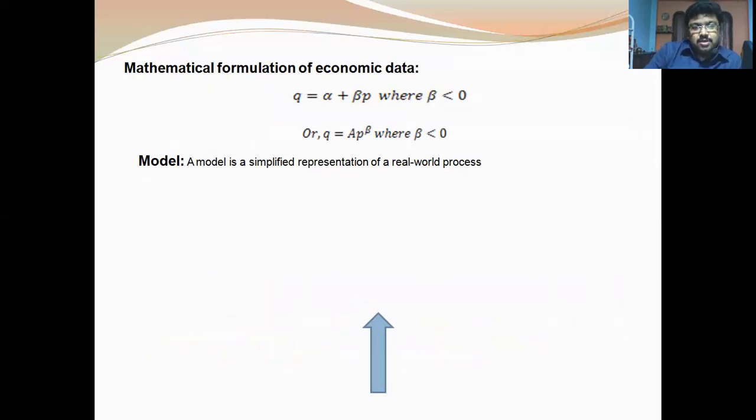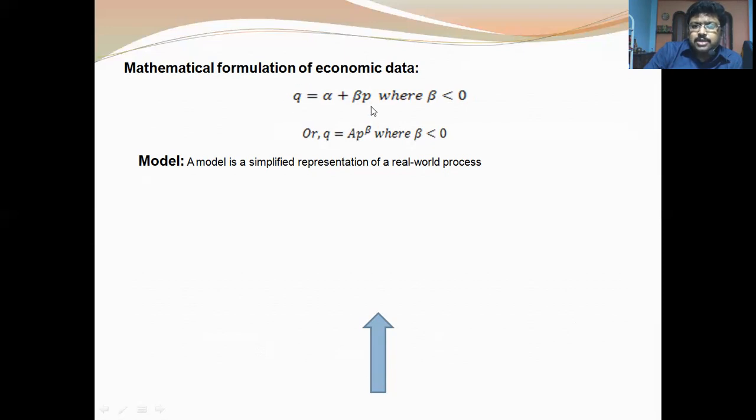Now, the mathematical formulation of economic data. At first, you should have a mathematical formulation of economic data, and then we proceed to econometrics. Suppose the demand law. What is the demand law? It is the relationship between the quantity demanded and the price of the product, and there is an inverse relationship. It is known to all of you that the demand law is the inverse relationship between the quantity demanded and the price of a particular product. We can have a mathematical formulation of this demand law in this way.